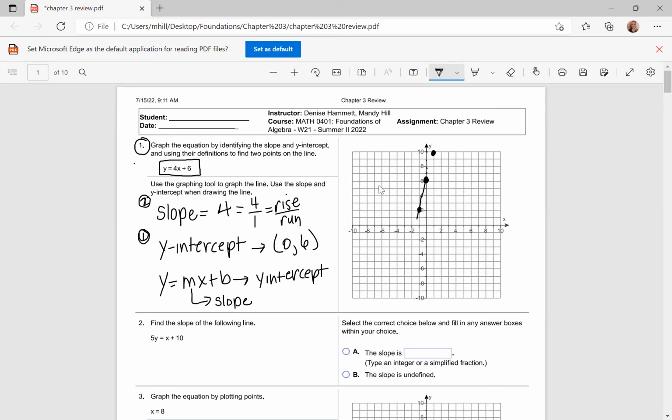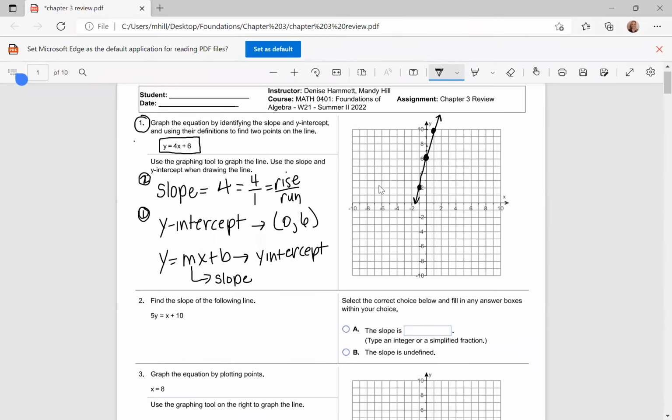That just kind of helps me get all the points. I'm drawing it by hand, so it helps me make a straight line. That's how you're going to do problem number 1.